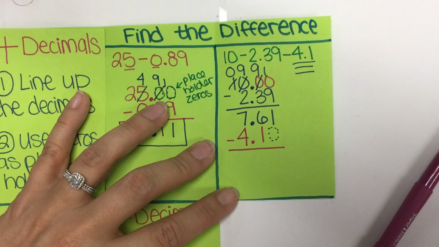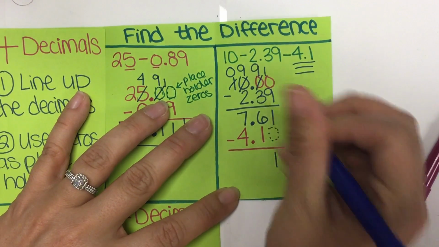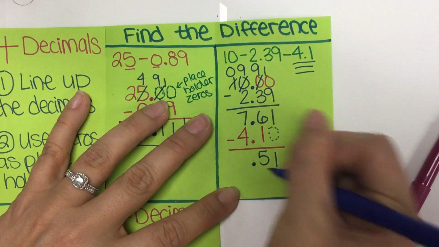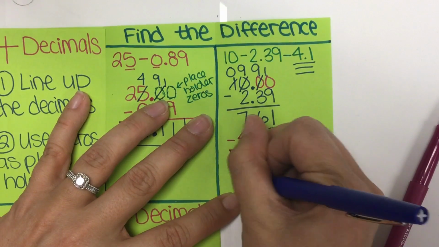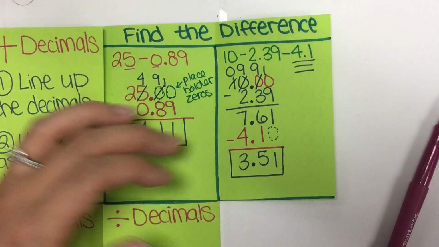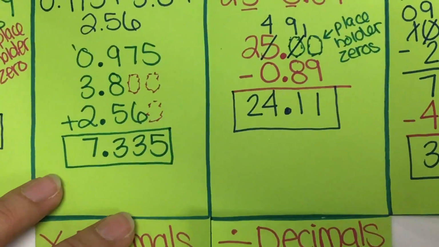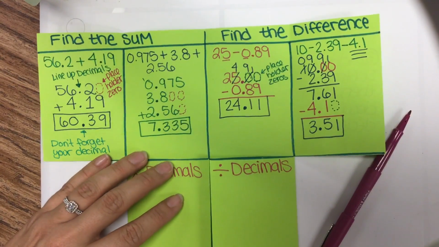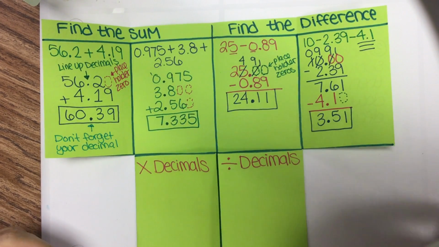This one's a little kinder to us because we don't have so much borrowing. 1 minus 0 is 1. We have 5. Bring that decimal down and we're left with 3. So your ultimate solution, or ultimate difference here, is 3 and 51/100ths. So that is what your foldable should look like on the top. Make sure you get that completed, and then we're gonna move on to products and quotients.